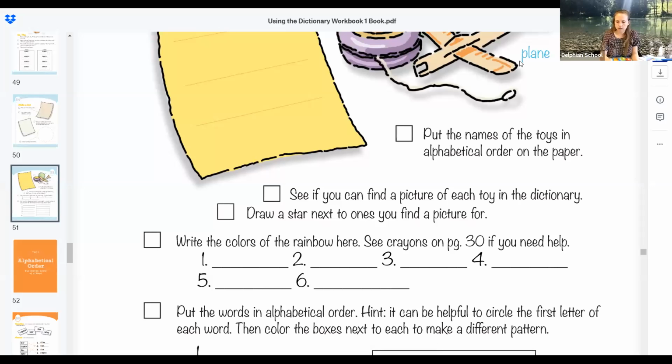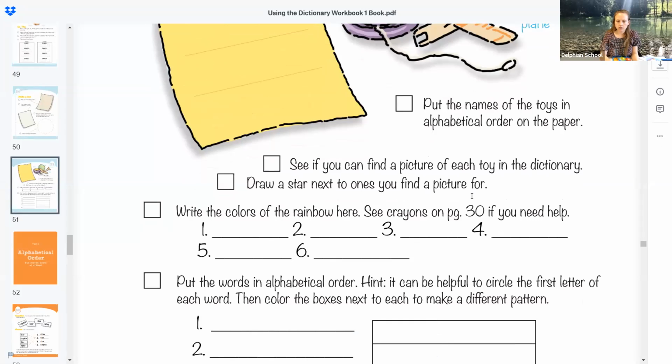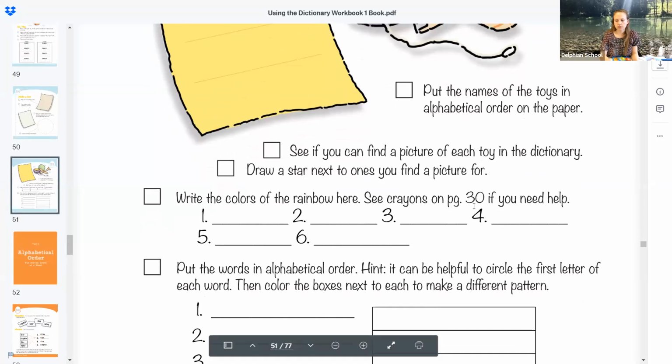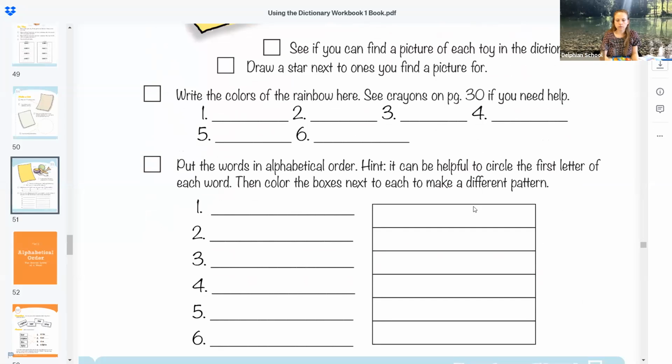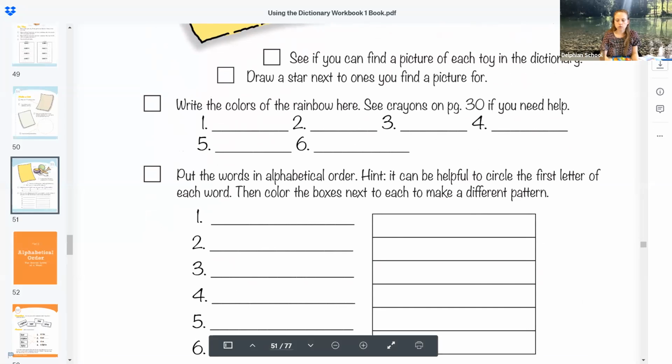Okay, good. I'm gonna go back over to the workbook. Let's see what we have next. We did that. We put those in order and we looked up the order. Okay. Write the colors of the rainbow here. See crayons on page 30 if you need help. Put the words in alphabetical order. Okay, good. So who knows the order of the rainbow?